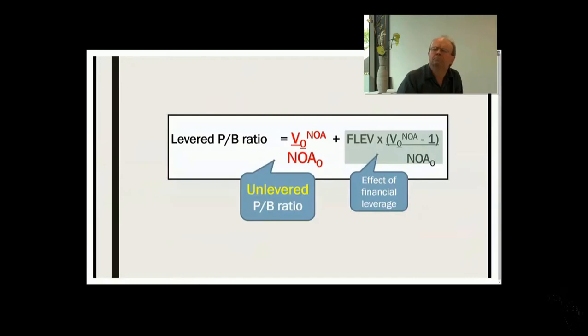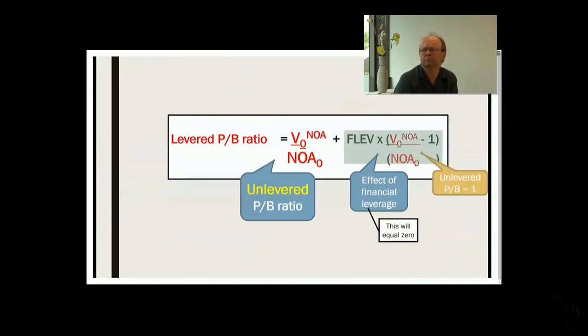A firm's levered price-to-book ratio will equal its unlevered price-to-book ratio when it has no financial leverage, that is, financial leverage equals 0, or where its unlevered price-to-book ratio equals 1. If the book value of a firm's net operating assets does not accurately reflect the value of a firm's net operating assets, that is, unlevered price-to-book ratio does not equal 1, as is usually the case, and if the firm has some financial leverage, which is also usually the case, then a firm's levered and unlevered price-to-book ratios will be different.